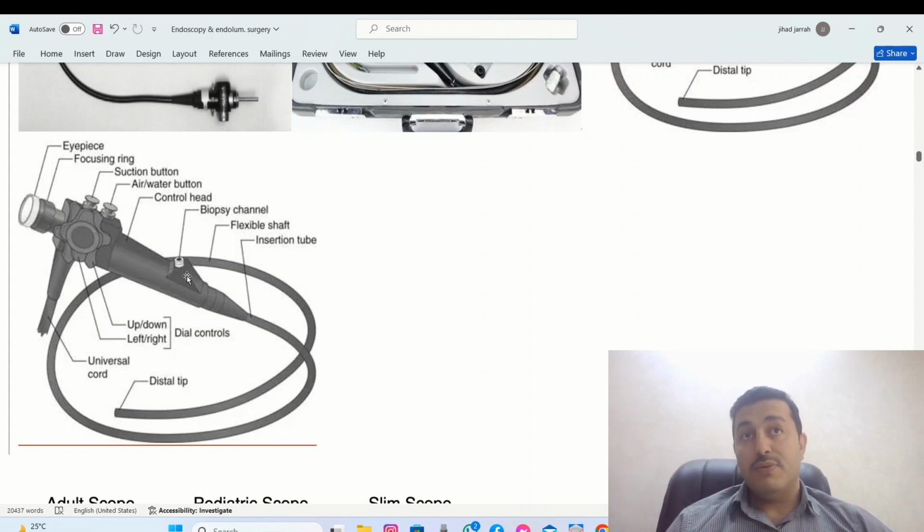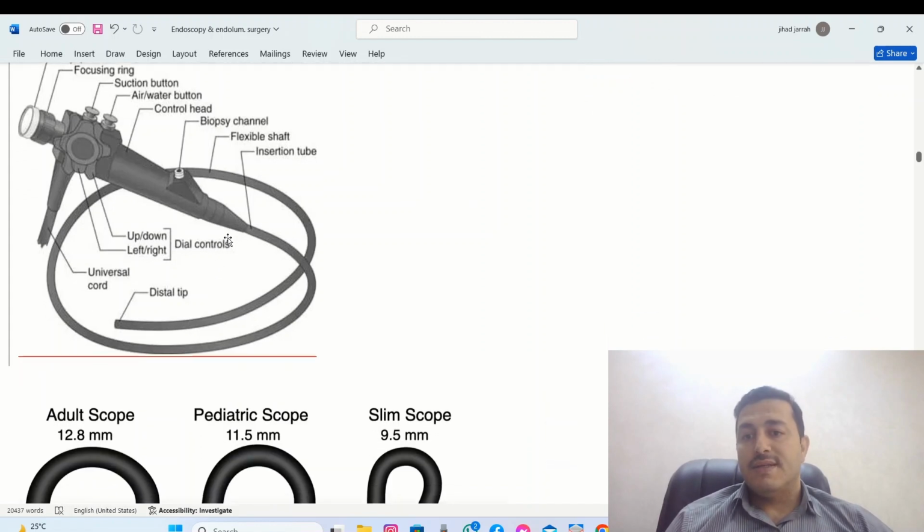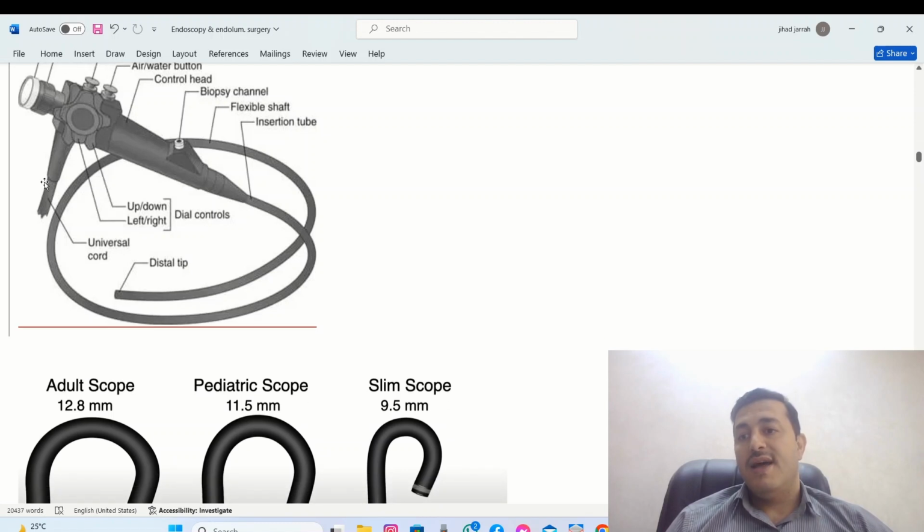Here you can see the biopsy channel. We can insert a snare or forceps from here and perform polypectomy or biopsy. This is the insertion tube, the flexible shaft. These are the wheels. We talked about the small and large wheel, up, down, left, right, and here a cord through which we get supply of water, air, and light. This is the distal tip, which we say can go up, down, left, right. Okay.